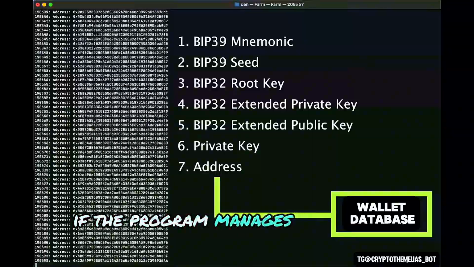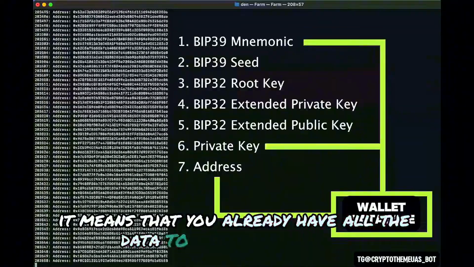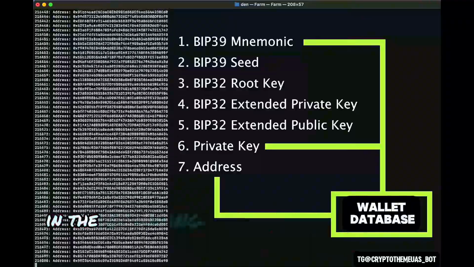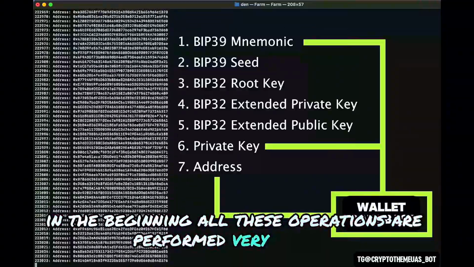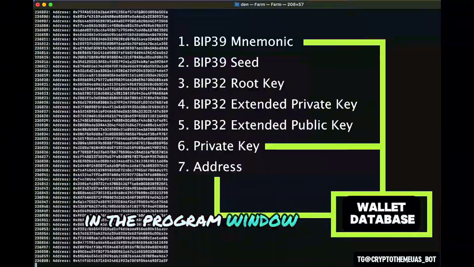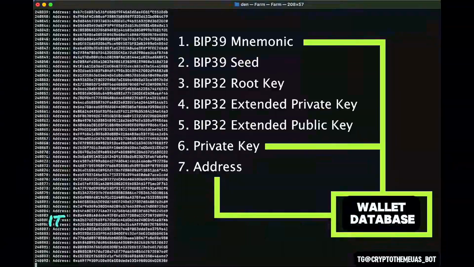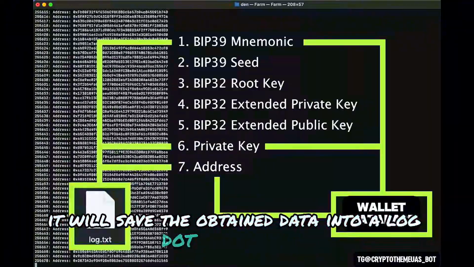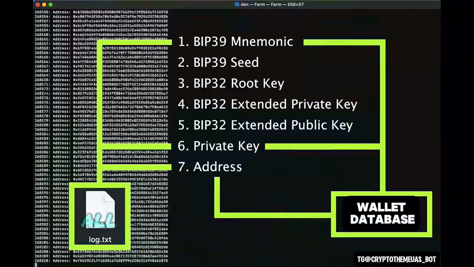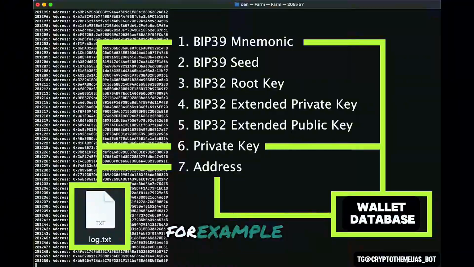If the program manages to find the generated address in the database, it means that you already have all the data to enter this wallet because you have already generated the seed phrase and private key in the beginning. All these operations are performed very quickly, and you only see the final address to be checked in the database in the program window. When the program selects the seed phrase and private key to the active wallet from the database, it will save the obtained data into a log.txt text file. You will be able to access this wallet without any problems.